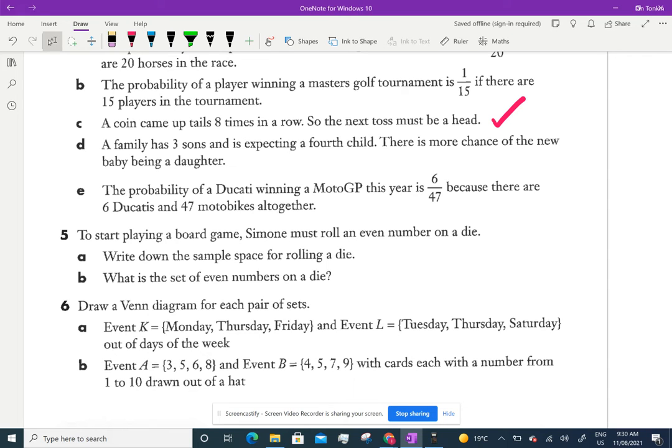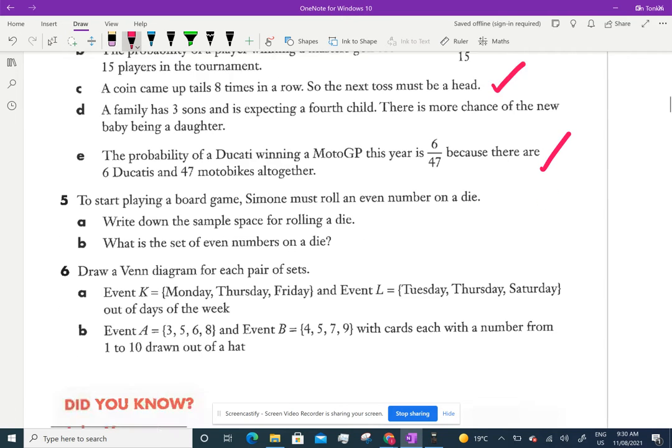The probability, right, the same thing for the next one. The probability of Decatur winning is 6 on 47 because there are 6. No, and we've already talked about that.